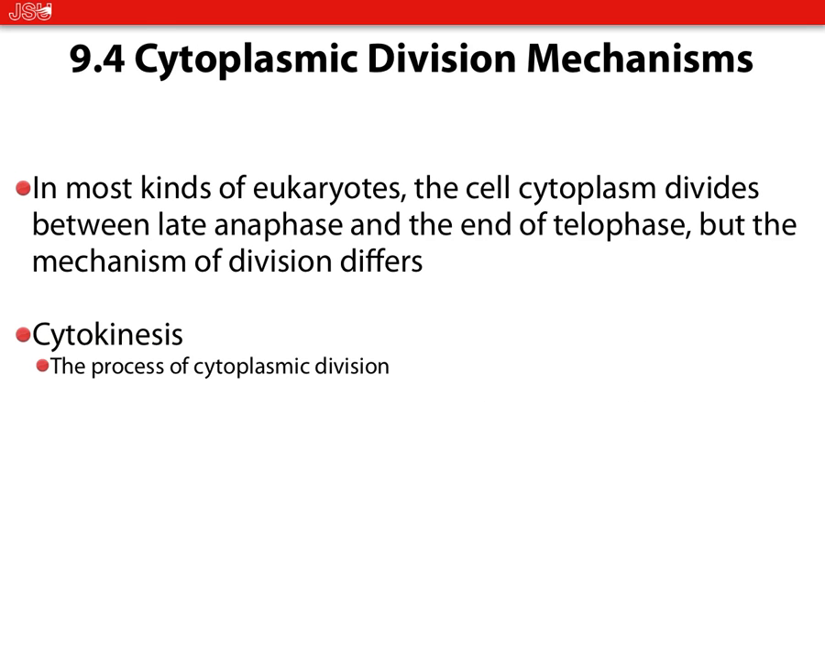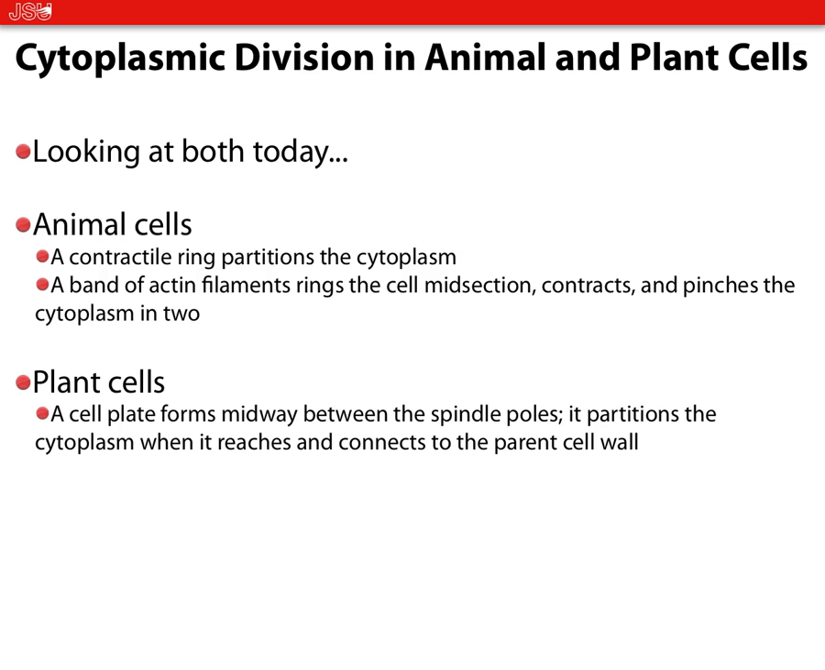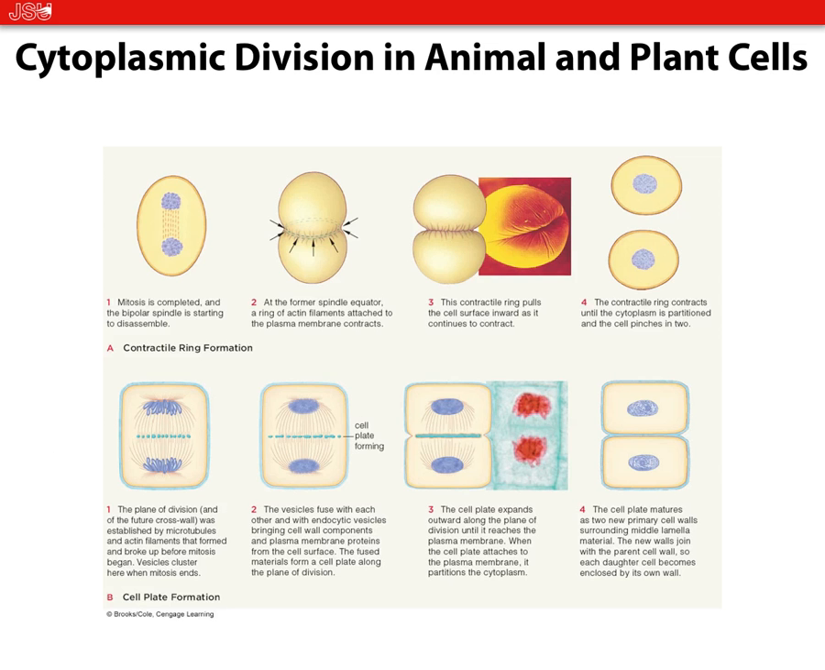Finally, we have cytokinesis, and cytokinesis is the division of the cytoplasm. Now we have 2 major types of eukaryotic cells: animal and plant. We're animal, by the way. Animal cells are going to form what's called a contractile ring of actin filaments. That's the top one. See where it says contractile ring formation at the top in the first 4 panels? That's an animal cell dividing. B is cell plate formation. That's how a plate forms in a plant cell. We're going to go through each one of these individually.